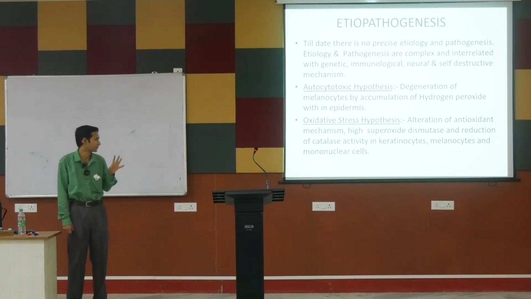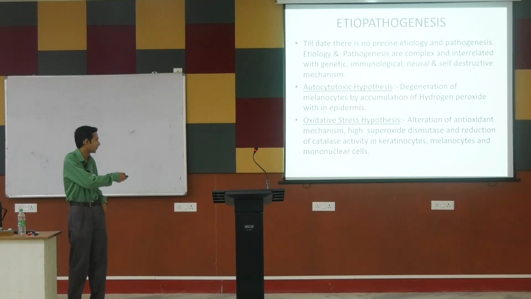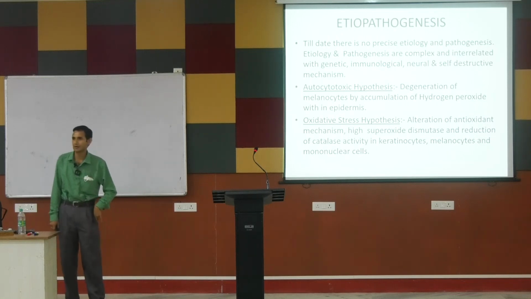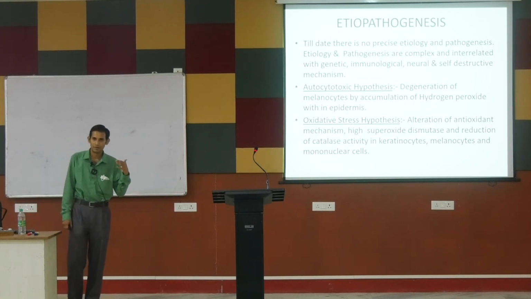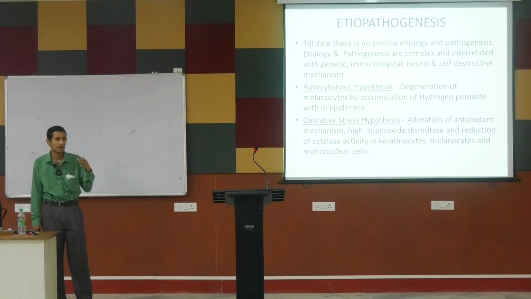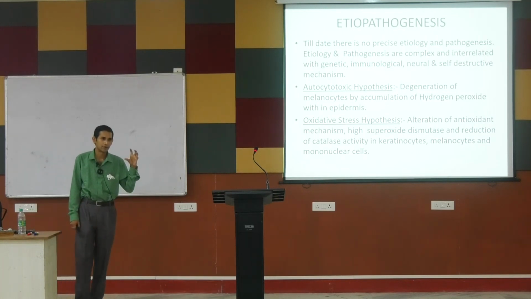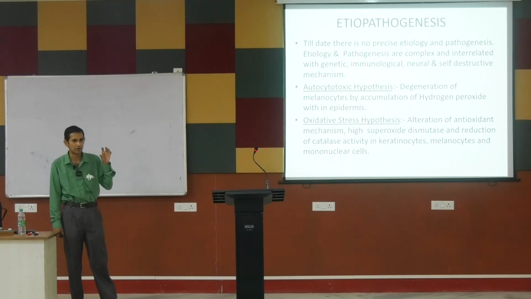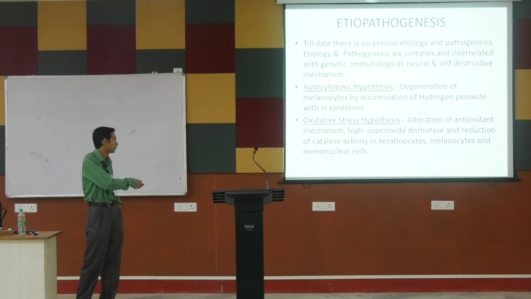So this is the autocytotoxic hypothesis. Number 2 is the oxidative stress hypothesis. What is the oxidative stress hypothesis? There is an alteration of the antioxidant mechanism. There is a high superoxide dismutase level in the serum of the vitiligo patient, also found in the epidermis and the melanocytes, and reduction of the catalase activity. Reduced catalase activity in the keratinocytes, melanocytes, and mononuclear cells.